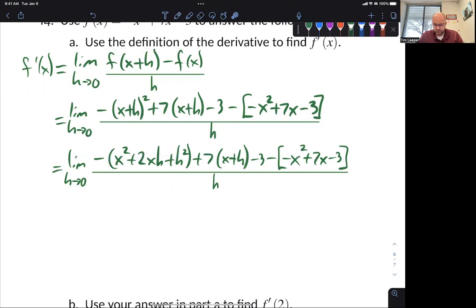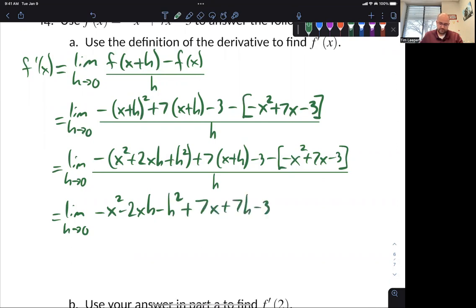So distribute the negative, distribute the 7, and distribute the negative. This is going to give me the limit as h approaches 0 of negative x squared minus 2xh minus h squared plus 7x plus 7h minus 3. Distribute the negative, that gives me a plus x squared minus 7x plus 3. Then all over h.